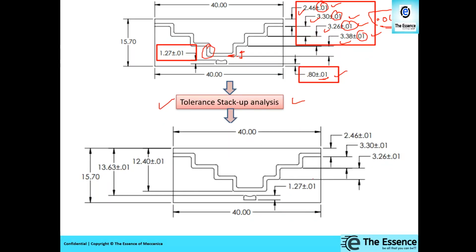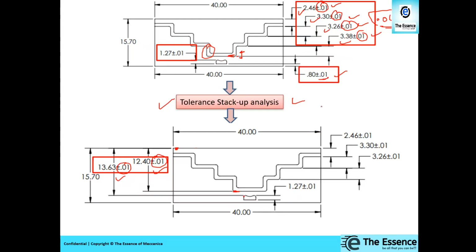Instead of giving chain dimensions for all, at least for this surface, we can directly dimension from the datum A. We can give these two dimensions only. So in a way, these two surfaces are directly controlled from a single surface, and this is the only tolerance that is going to affect it.